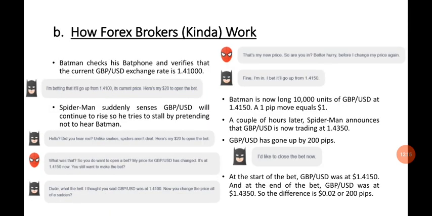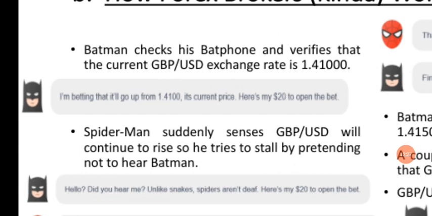Now, Batman checks his bat phone and verifies that the current Great British Pound US dollar exchange rate is at 1.41000. "Okay," goes Batman. "I'm betting that it will go up from 1.4100, its current price. Here's my $20 to open the bet."